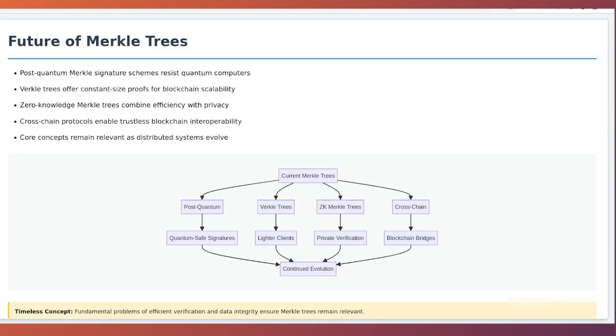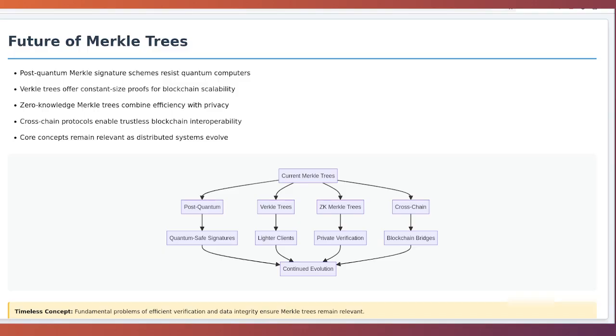Future of Merkle trees. As we conclude our deep dive into Merkle trees, let's look at how they are evolving and what the future might hold for this fundamental data structure. Post-quantum cryptography is an active area of research. Current Merkle trees rely on hash functions like SHA-256, which quantum computers cannot break efficiently. However, as public key cryptography moves to quantum-resistant algorithms, Merkle signature schemes are being developed as quantum-resistant alternatives to traditional signatures like ECDSA.